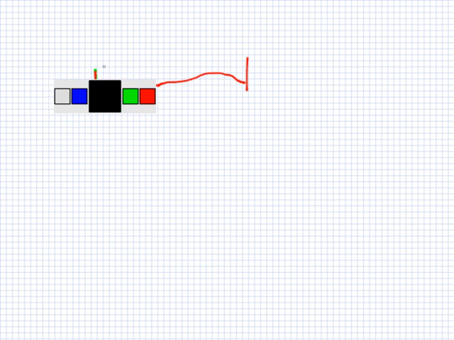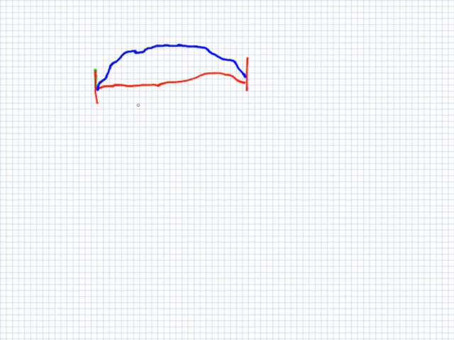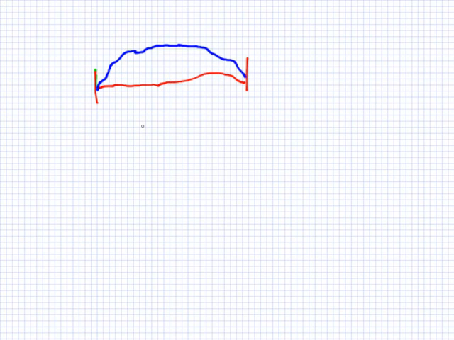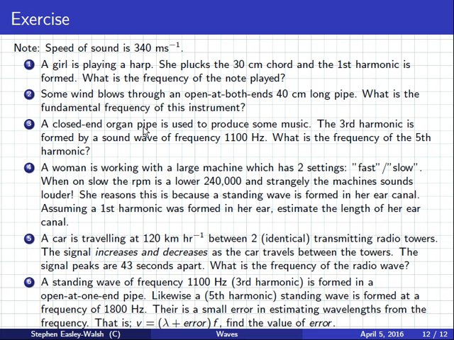Where's my pen? Here we are. Oh, come on, work. I'll have to draw it. Right, so the first harmonic would look like this. If this is 30 centimeters long, what's the wavelength? This one is the first one, so it's 4. What's the wavelength? 60 centimeters, yeah? Is that okay, Sophie? The wavelength is 60.